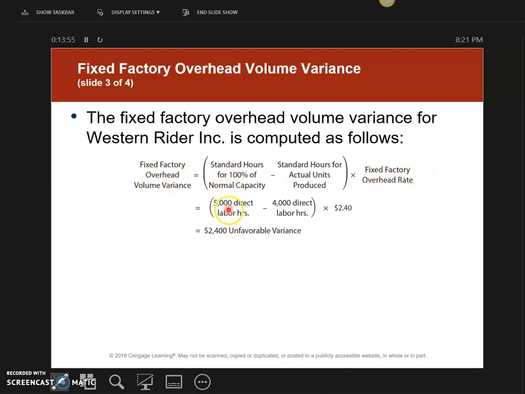My standard hours for 100% of normal capacity was 5,000, but for making 4,000 units, I only used 4,000, times 240. So I actually have an unfavorable variance because my standard hours were less for the actual units produced. So I'm unfavorable. This is kind of confusing. This is probably the hardest part of the whole thing.